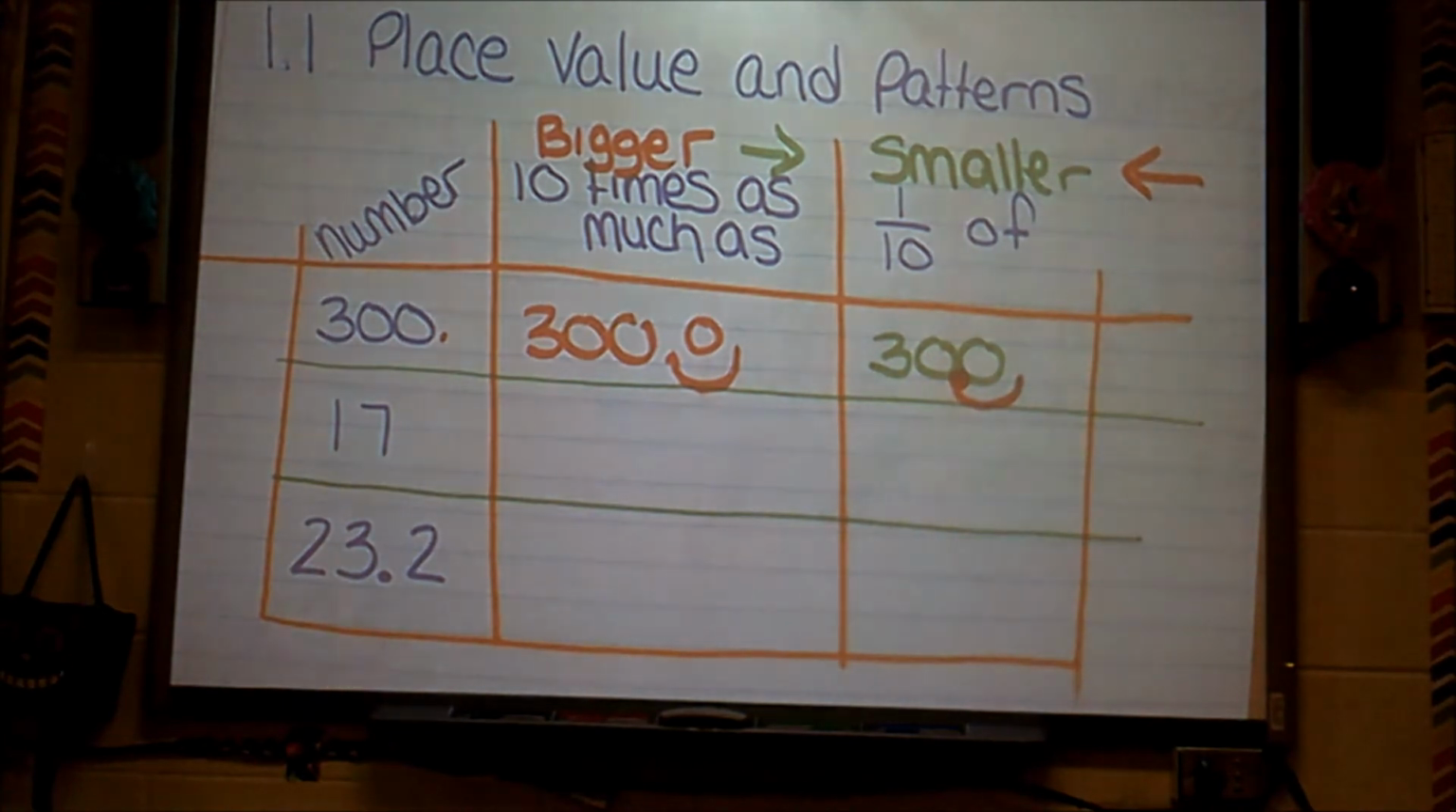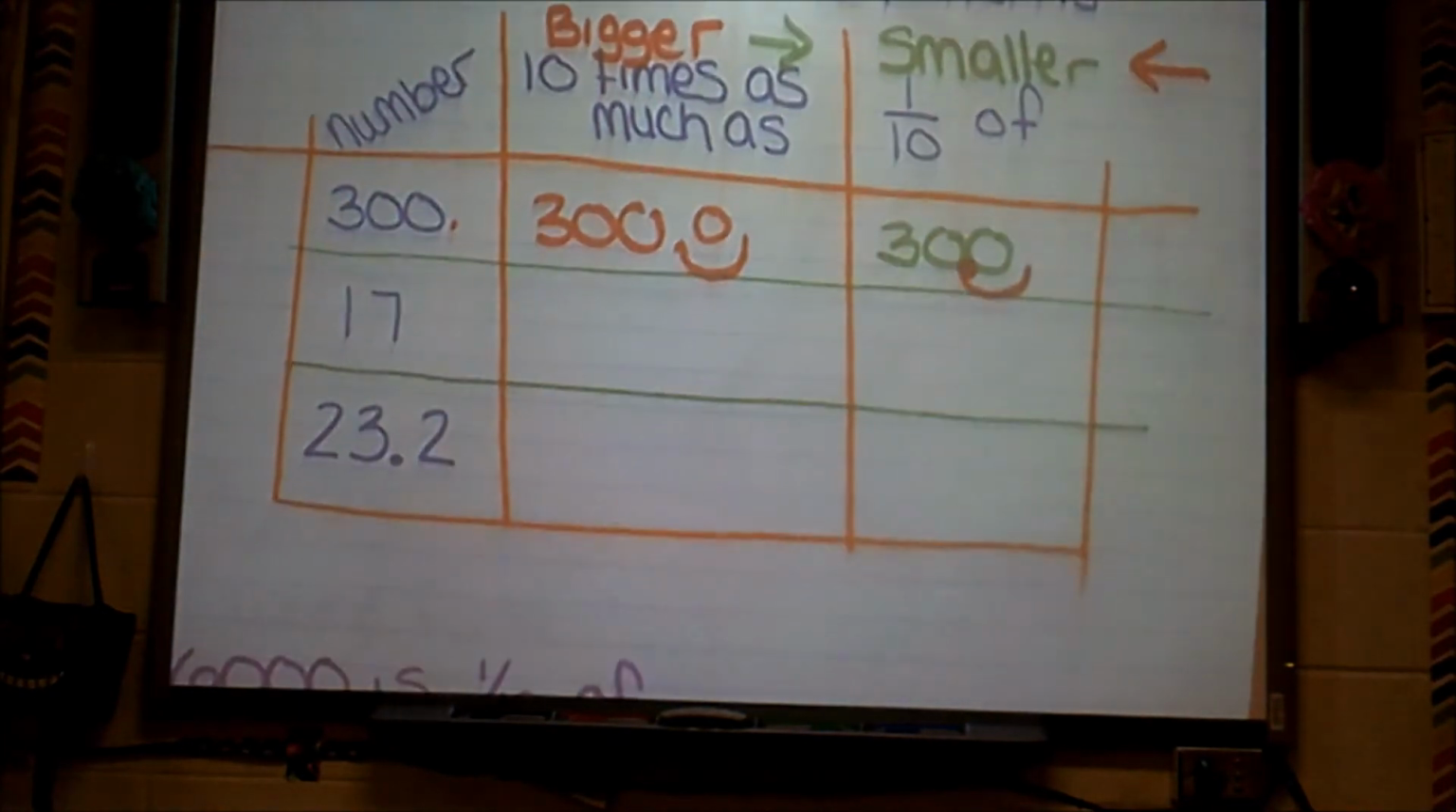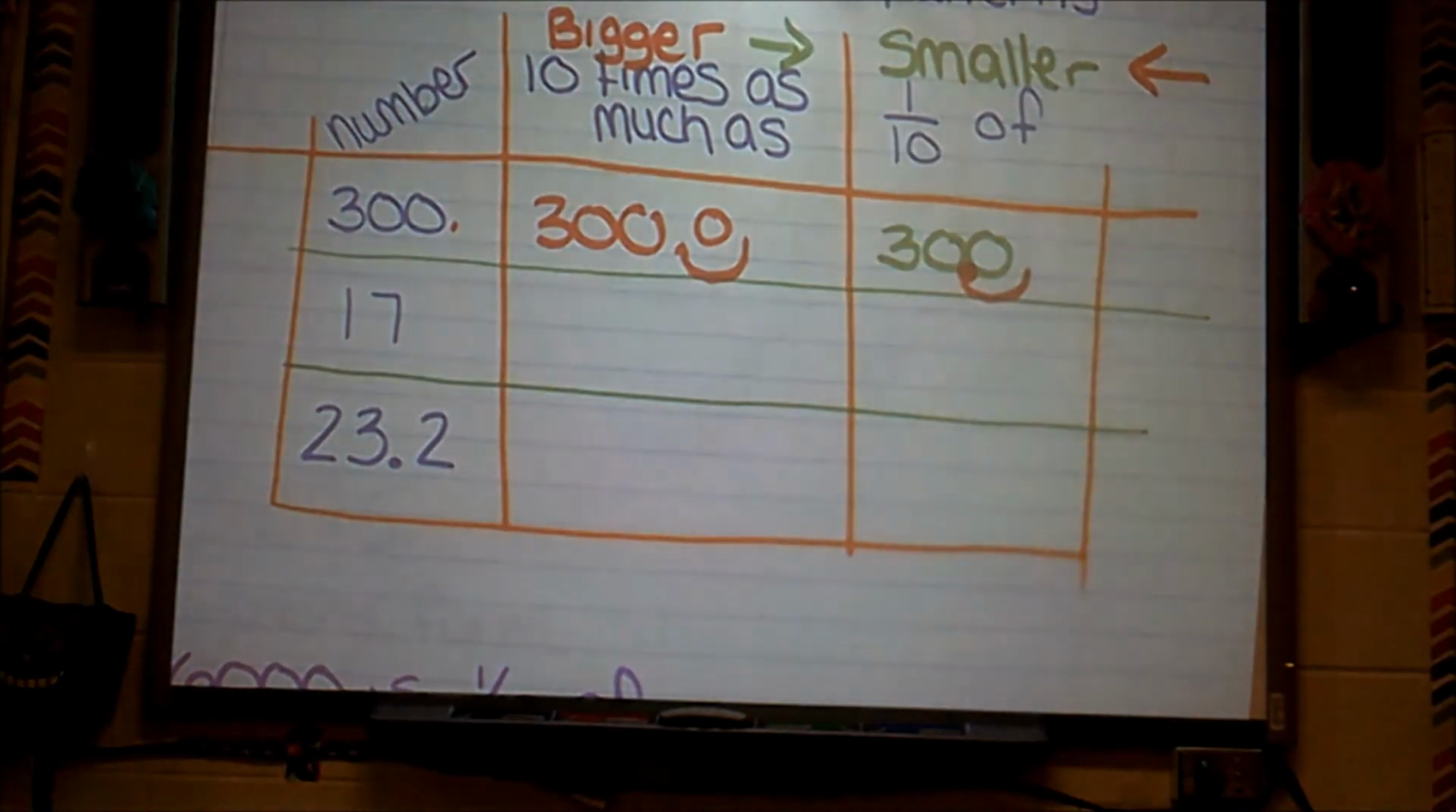Let's try it again. Let's try it with our 17. Now if you're comfortable and think you can go forward and do this, then solve the problem. Tell me what 10 times as much as 17 is, and tell me what 1/10 of 17 is, and then check your answer with what I get. Let's see how you do.